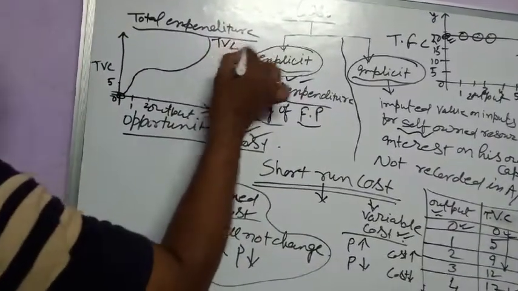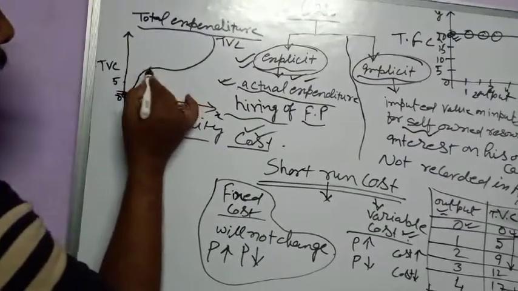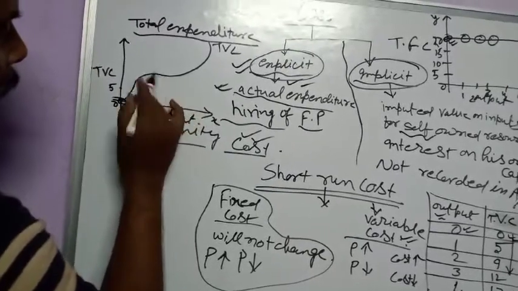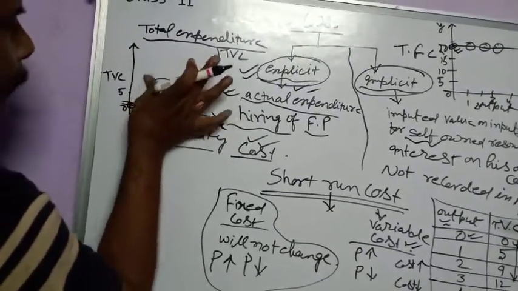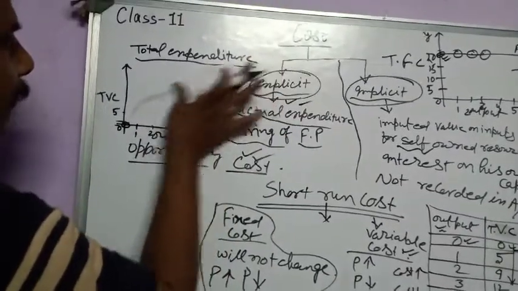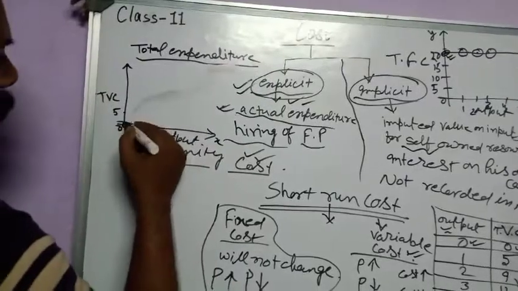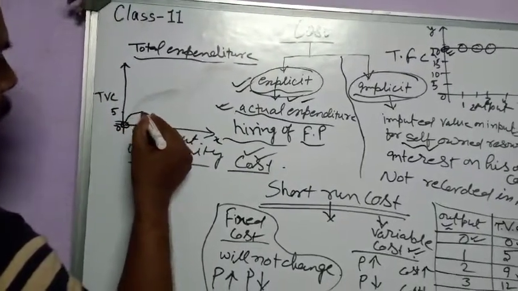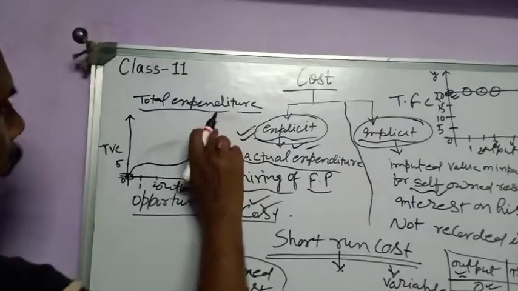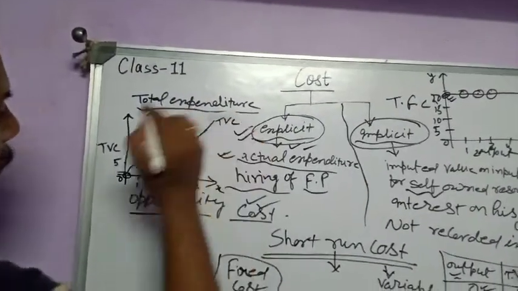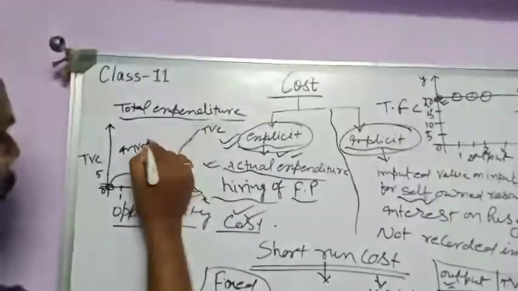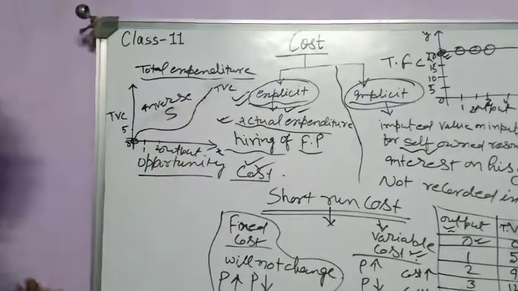That is the TVC. First it increases at a slow rate, then at a faster rate. It is not the actual shape. The shape is known as the inverse S. So the shape will come like that. Okay? That is the TVC. That is known as the inverse S shape.